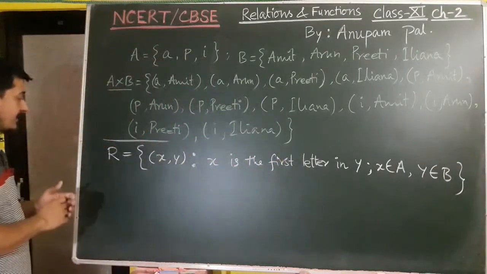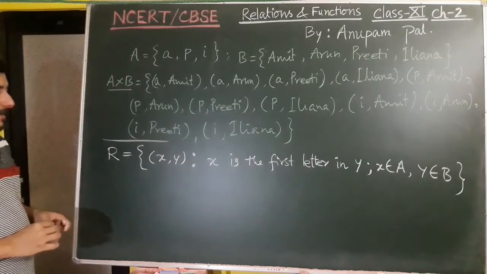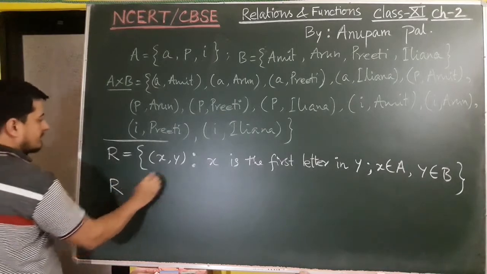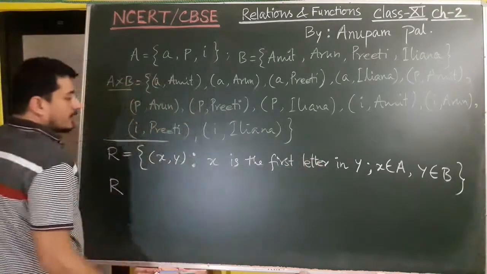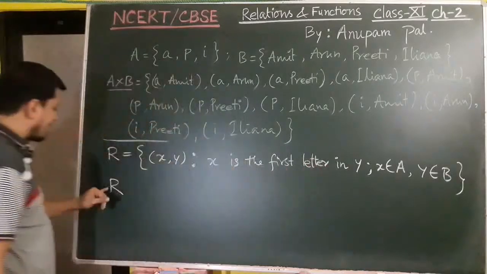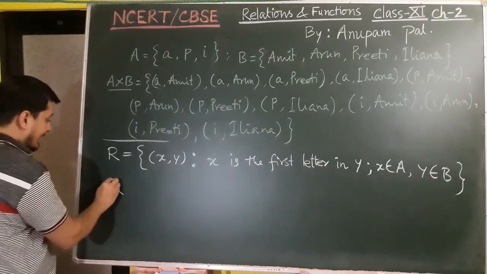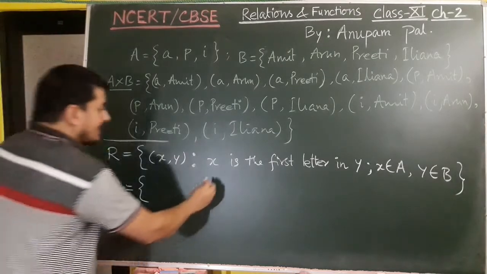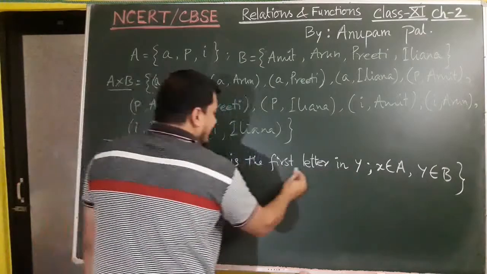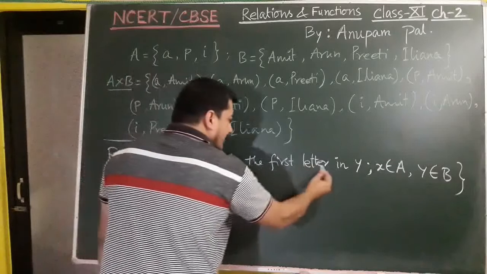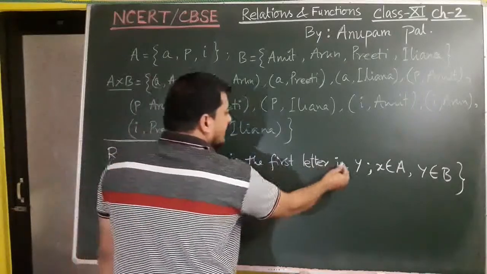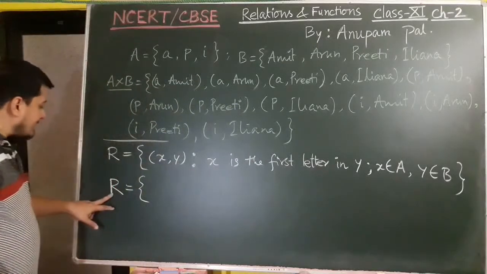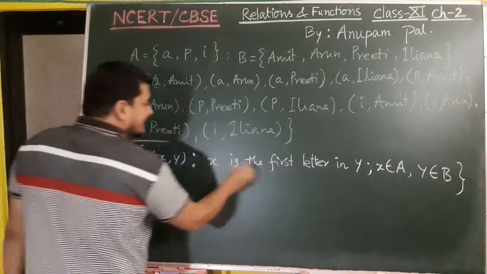So if I write it completely in roster form, how can I write it? If I follow this statement, then I can write R, the relation. See, this R is a relation and this is a set, and this is the statement. Here we shall write either a statement, or some inequalities expression, or maybe a mathematical equation or algebraic expression. So R is: X is the first letter of Y.